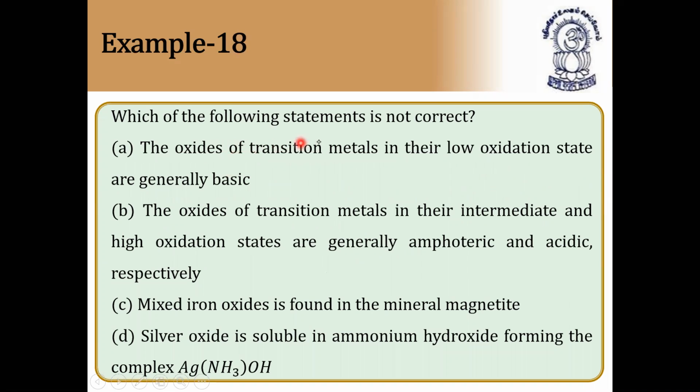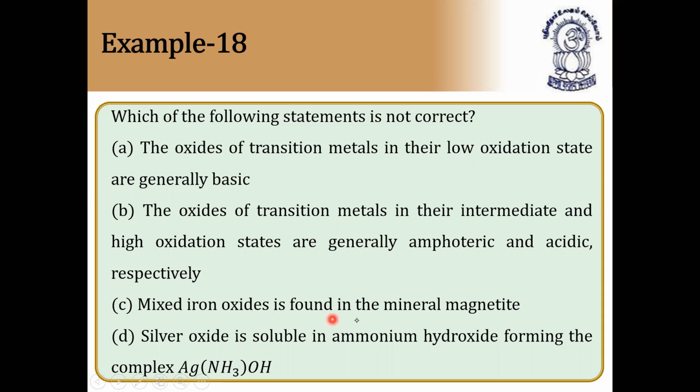Which of the following statements is not correct? The oxides of transition metals in their lower oxidation states are generally basic. This is absolutely true because they are ionic in nature and basic in nature. Second statement, the oxides of transition metals in their intermediate and high oxidation states are generally amphoteric and acidic respectively. This is also 100% correct, because transition metal oxides in their higher oxidation states are either amphoteric or acidic in nature, and in their lower oxidation states are generally basic and ionic in nature. So these are basic ionic and these are acidic and covalent.